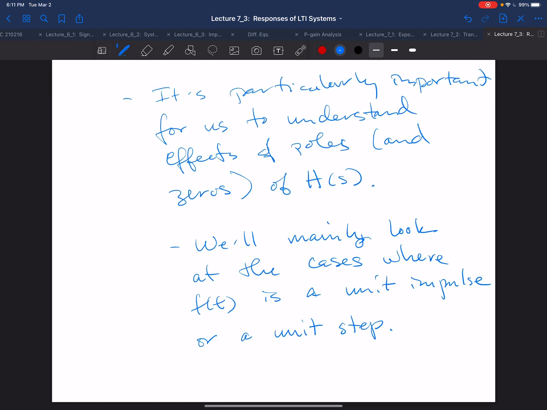Of course, we know that the responses to any input are determined by the impulse response. You just have to convolve the input with the impulse response in order to get the response to the input. But in this case, there's a particularly simple relationship. What do you suppose is the relationship between the impulse response and the step response?